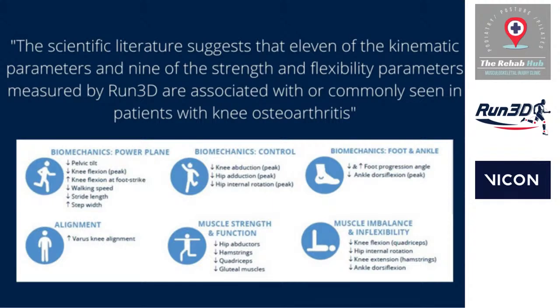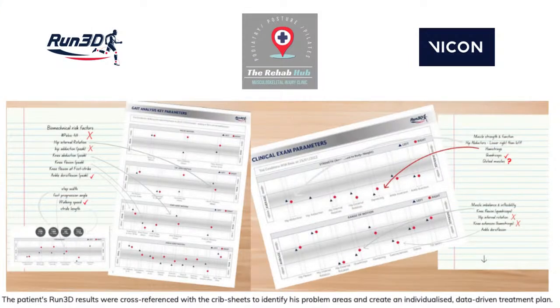And this is just a little bit of proof. So the scientific literature suggests that 11 of the kinematic parameters and 9 of the strength and flexibility parameters that we measure with Run3D are associated with or commonly seen in patients with knee osteoarthritis. So these are the things that we're measuring. So if you have got or know anybody that has and is struggling with osteoarthritis in the hips and the knees or down the ankle and the feet as well, then this is for them.